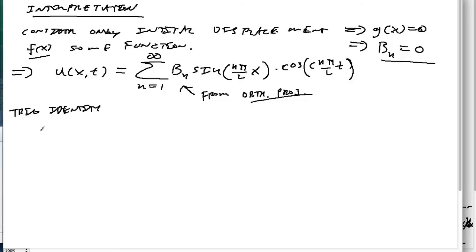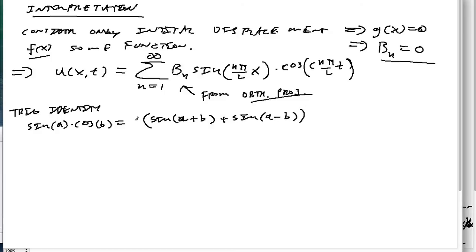So we know the following is true, that sine of A times cosine of B is always equal to sine A plus B plus sine A minus B, all times 1/2. So this trig identity is going to help us. We see we have a sine term and a cosine term. So now we're just going to rewrite this series a bit.